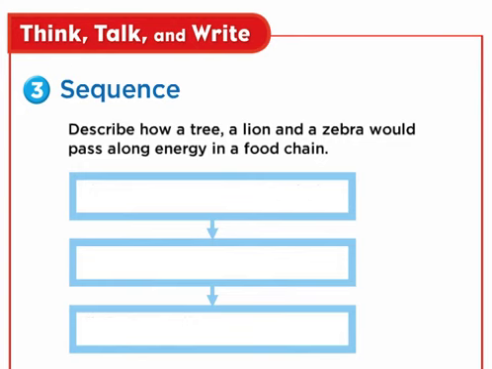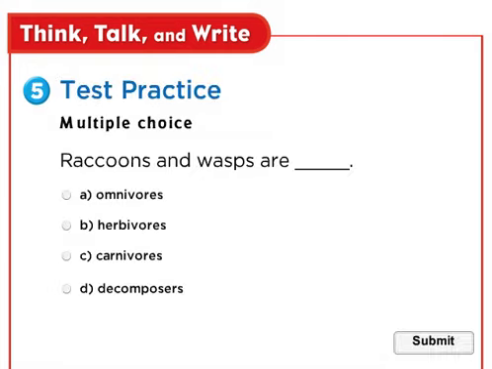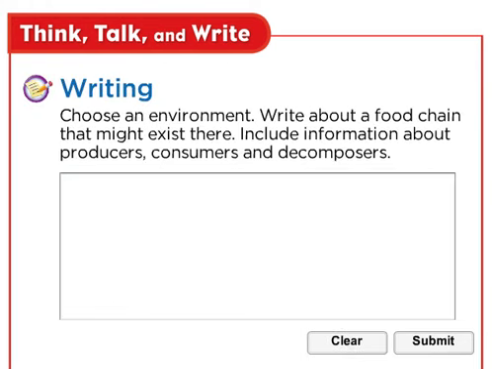Describe how a tree, a lion, and a zebra would pass along energy in a food chain. How do decomposers help an environment? Raccoons and wasps are blank. A. Omnivores. B. Herbivores. C. Carnivores. D. Decomposers.